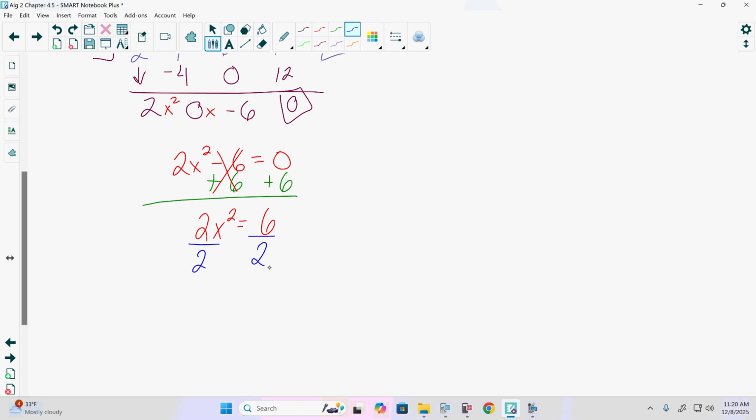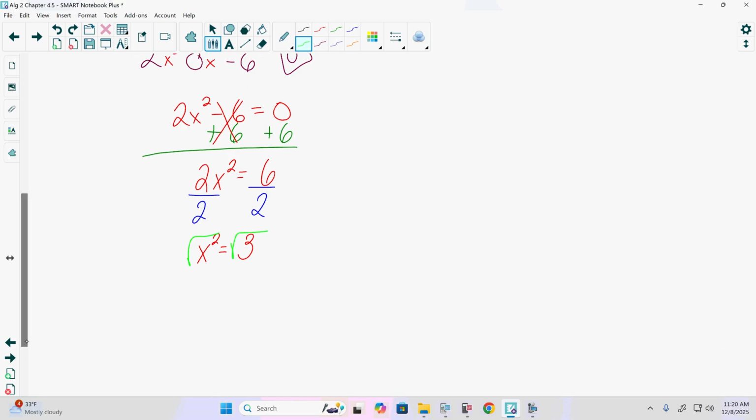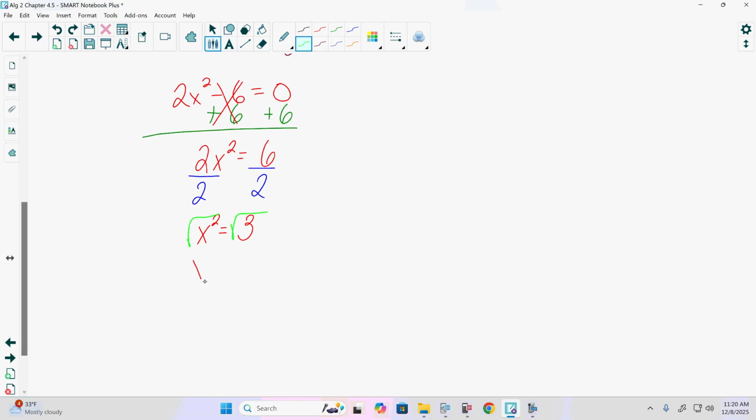Since x squared is still not by itself, we can divide both sides by 2, telling us x squared is equal to 3. And since x squared is now by itself, we would square root both sides. Square root of x squared is x. Those cancel. And the square root of 3 is the square root of 3.